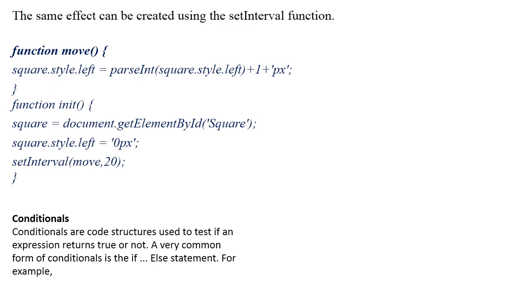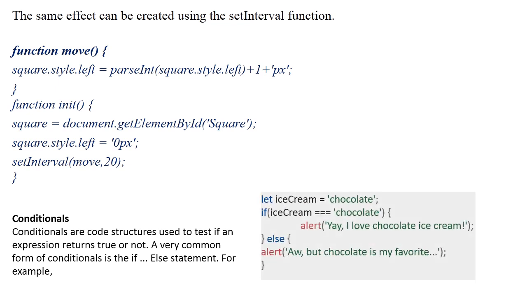Conditionals. Conditionals are code structures used to test if an expression returns true or not. A very common form of conditional is the if-else statement. For example, let iceCream equal to chocolate. If iceCream is equal to chocolate, alert 'Yeah, I love chocolate ice cream.' Else, alert 'Oh, chocolate is my favorite.'